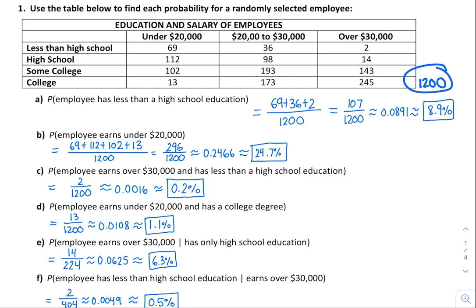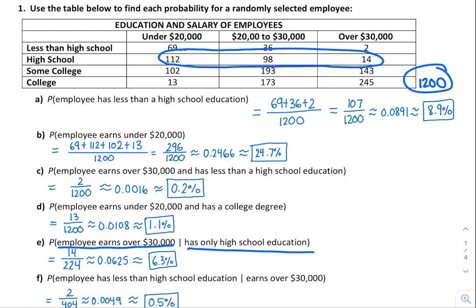Part E, it says employee earns over 30,000 given, remember, this word is given, has only a high school education. So we have to look at this given statement first. Only a high school education. Going back to the chart, that's only this category. So that total adds up to 224.